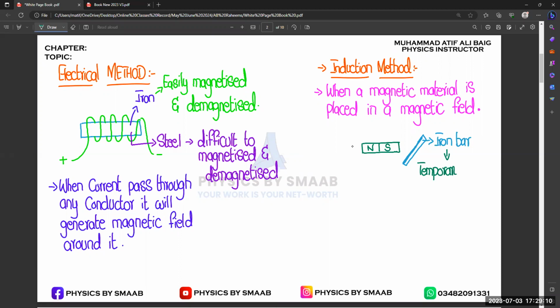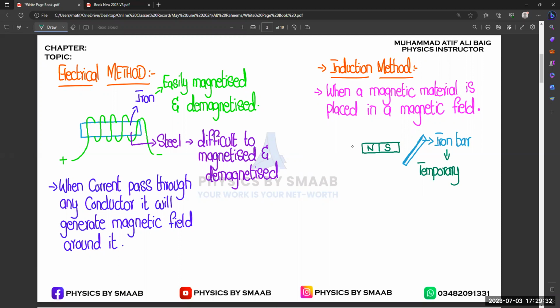Because in the first method, if you remember, we also used the same concept, because when current passes through any conductor, it will generate a magnetic field. So in the first method, it is also magnetized due to a magnetic field. In the second method, it is also going to be magnetized using a magnetic field. The electrical method is very strong because we can increase the current, so the magnetic field will also increase.